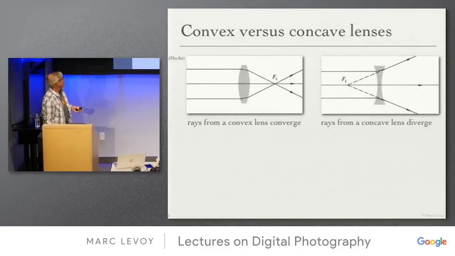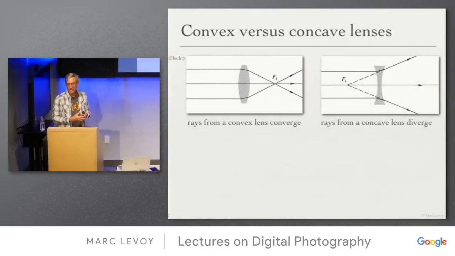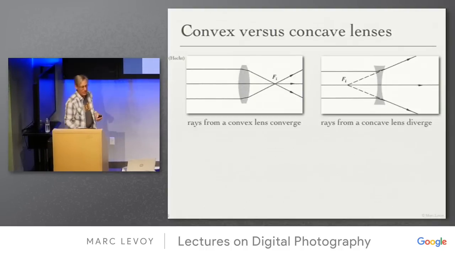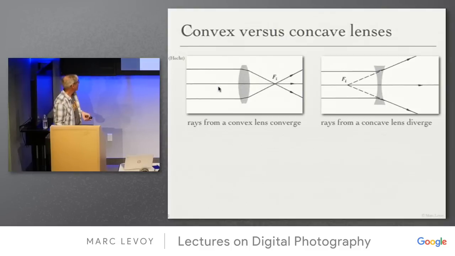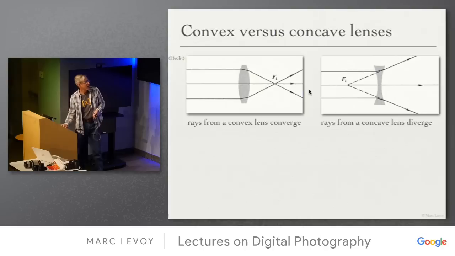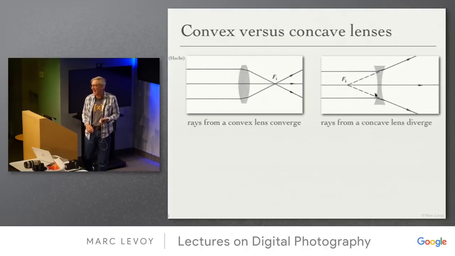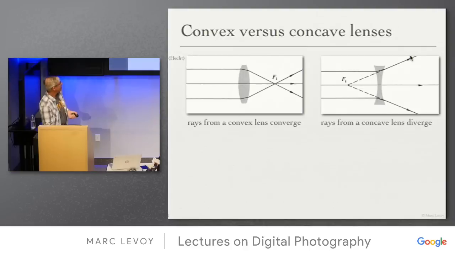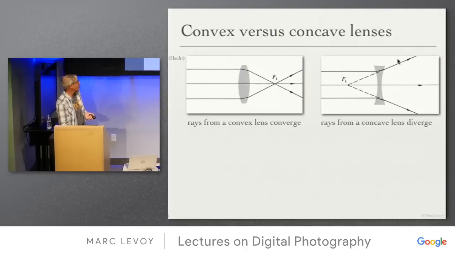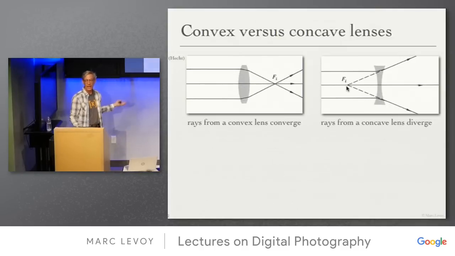Okay, so in fact, let's talk about different shaped lenses. So convex lenses are the ones we've been showing so far. Rays from infinity focus to a point at Fi. So if you have a concave lens, then the rays will actually diverge. Or if you plot them back, there'll be this point of convergence on the left side.